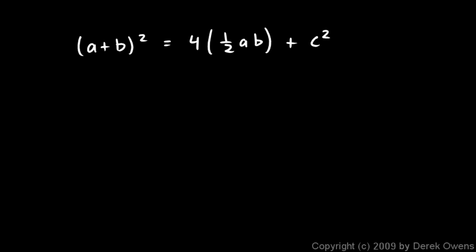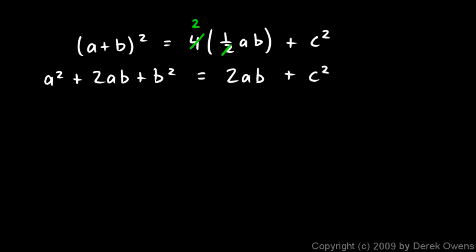plus C squared. Now on the left, if I work out the FOIL here, if I do A plus B times A plus B and work it out, that comes out to A squared plus 2AB plus B squared. And on the right here, the 4 and the 1/2 reduce to a 2, and so I have 2AB plus C squared. And then you can see that you can subtract 2AB from each side, and that's going to cancel out. And look what's left.